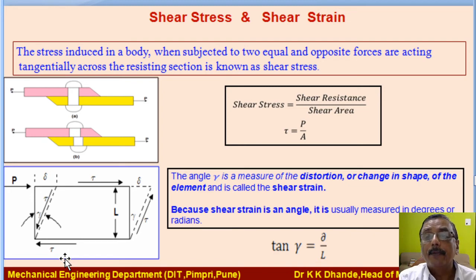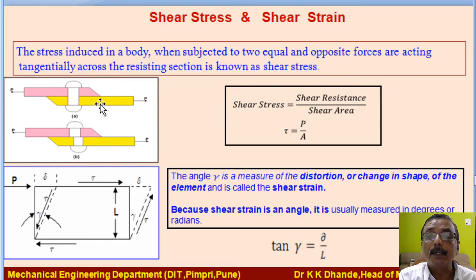Now next point is shear stress and shear strain. The stress induced in a body when subjected to two equal and opposite forces acting tangentially across the resisting area or section is known as the shear stress. Now here if we see the pictures on that side, this is one plate, this is another body, connected or joined with the help of a rivet. One tangential force is acting in the right hand side direction, another is acting in the left hand side direction. When the force exceeds the limit, what will happen? This rivet will shear off.